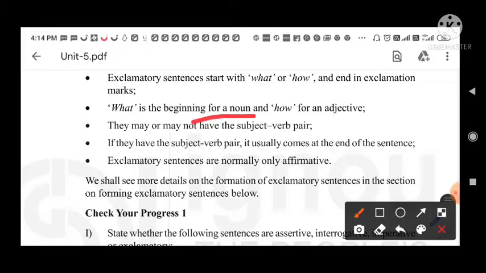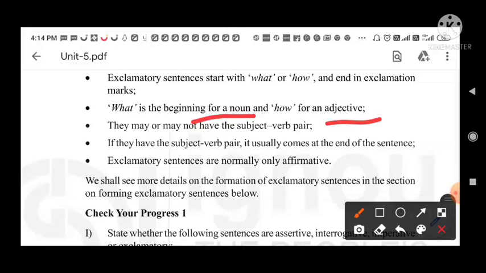Okay, what is used to describe a noun. What is the beginning for a noun and how for an adjective. Already you know a noun is a naming word and an adjective defines a noun. Okay, so what is the beginning for a noun and how for an adjective.